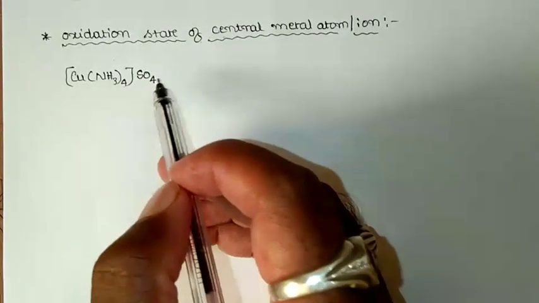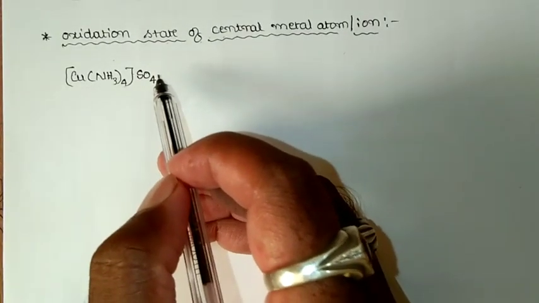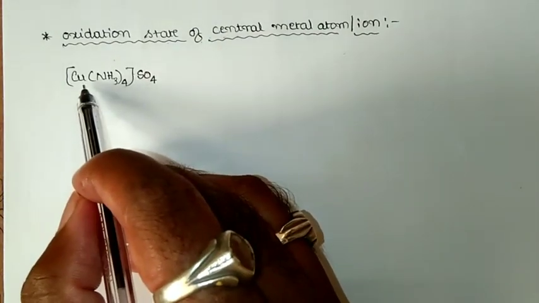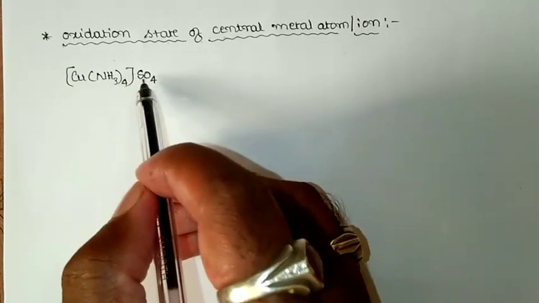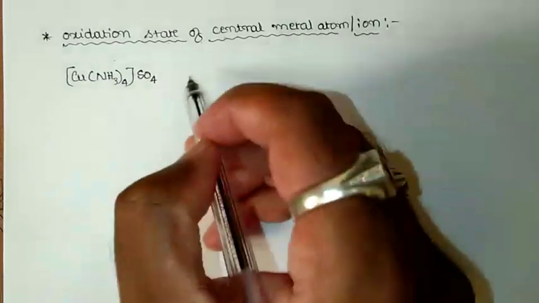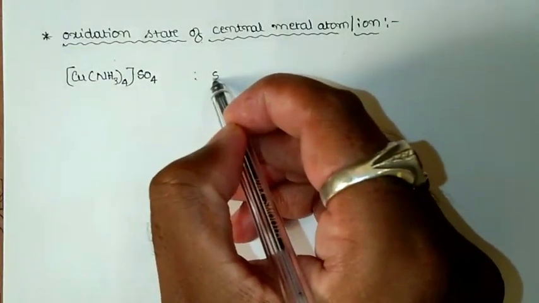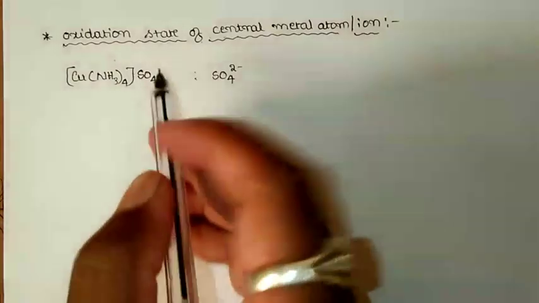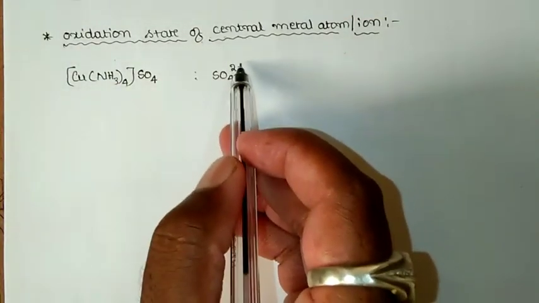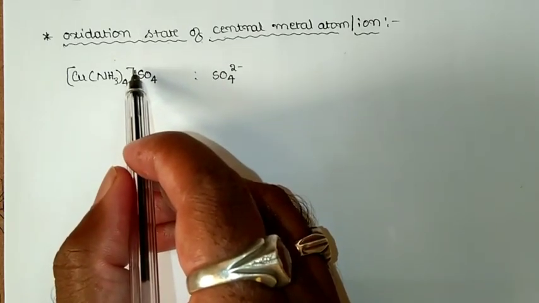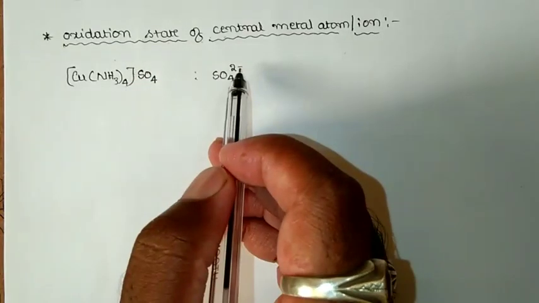When you are given a complex salt, in order to find the oxidation state of the central metal atom or ion, as I told, we should know the charge present on the ionic sphere. We know that sulfate SO4 has a charge of 2 minus. So in order to balance the 2 minus charge on the ionic sphere, obviously the complex should have the opposite charge of equal magnitude.